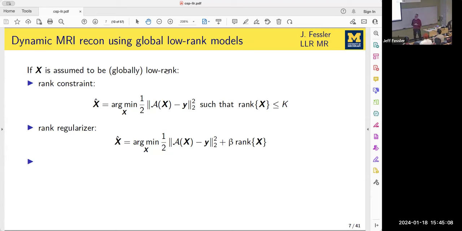But if you want to take that idea of low rank to its extreme, you'd say, okay, I want to minimize that least squares cost function that goes with the assumption of Gaussian noise, which is perfectly reasonable in MRI, subject to a constraint that the rank of the latent image series X that you're trying to reconstruct is less than some constant K. That's an NP-hard problem to solve. So you could say, well, instead of a constraint, I'll make it a regularizer. That's still a hard problem to solve because rank is a non-convex function, not impossible to make inroads on it, but it's challenging.